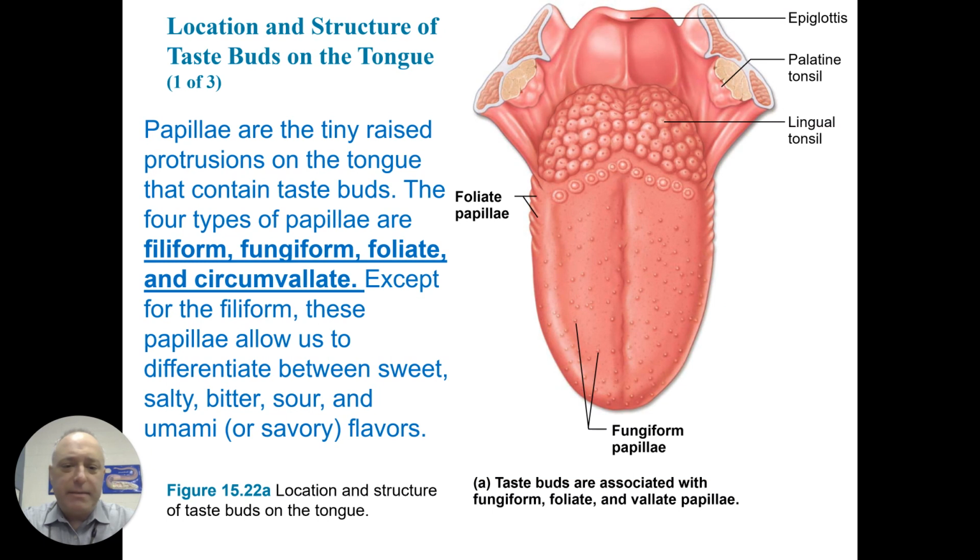So if you look at the tongue, they say taste is 90% smell. Well, let's look at taste for a second. So we've got these different papillae, foliate papillae on the outsides, fungiform on the front, the middle. And the papillae are tiny raised protrusions of the tongue that contain the taste buds. Now, there are 4 types: filiform, fungiform, foliate, and circumvallate. And all of them, except for the filiform, allow us to differentiate between sweet, salty, bitter, sour, and umami.